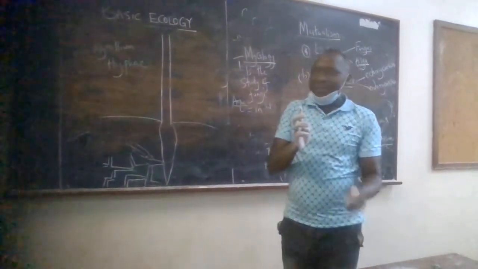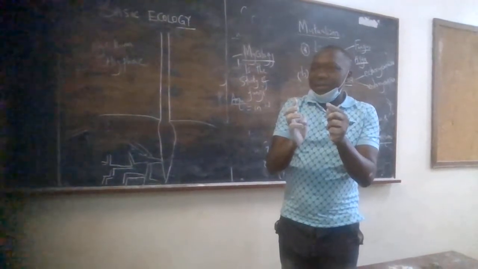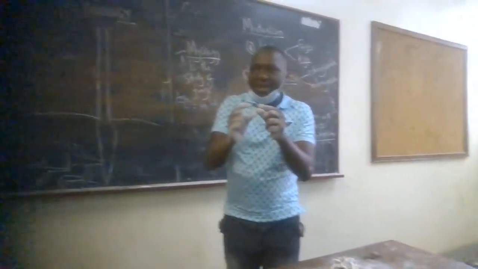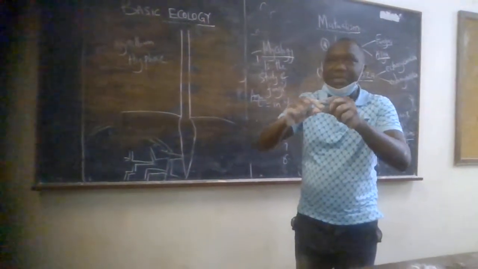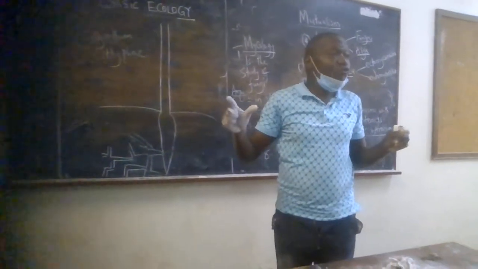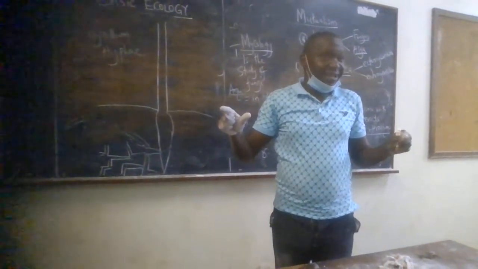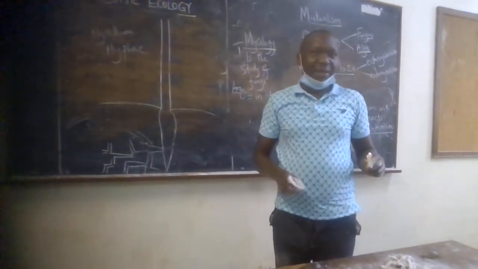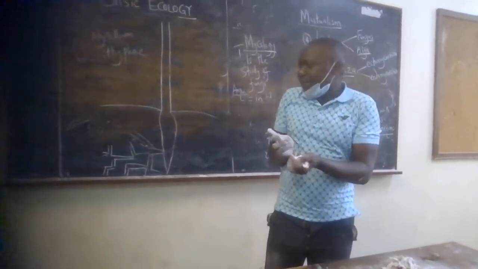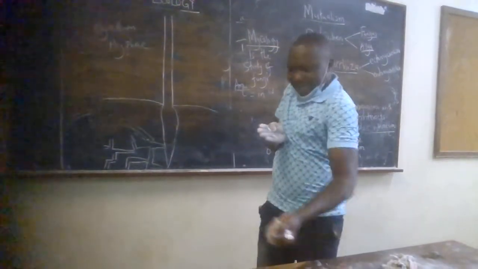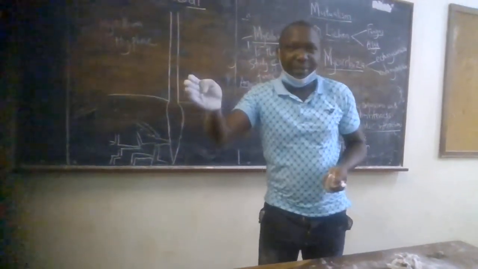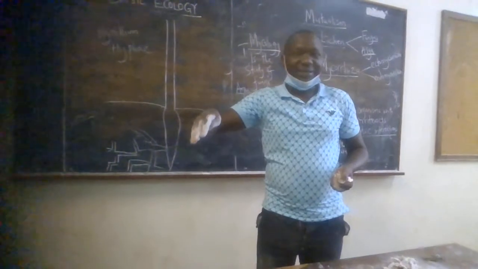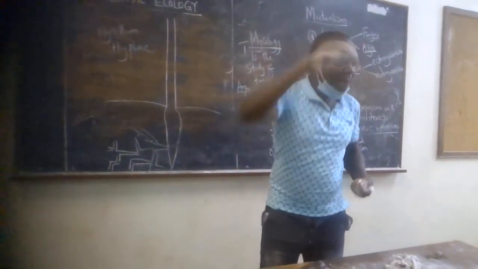However, the fungus could be at the surface of the root. Are we there? That one would be called ectomycorrhiza. But if the fungus penetrates deep into the tissues of the root, that would be called endomycorrhiza.